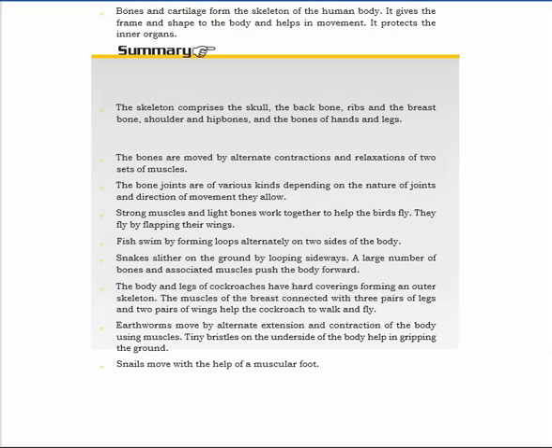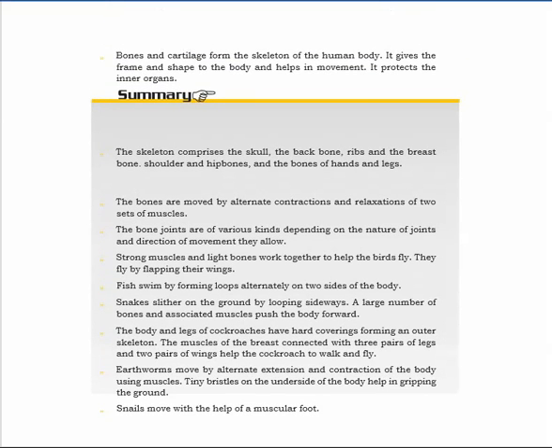The first one is skeleton. The bones and cartilage form the skeleton of the human body. So the human body consists of bones, and along with the bones cartilages are there, because without cartilage the bones cannot move properly. It gives the frame and shape of the body and helps in movement. These are the functions of the skeletal system. It protects the inner organs.